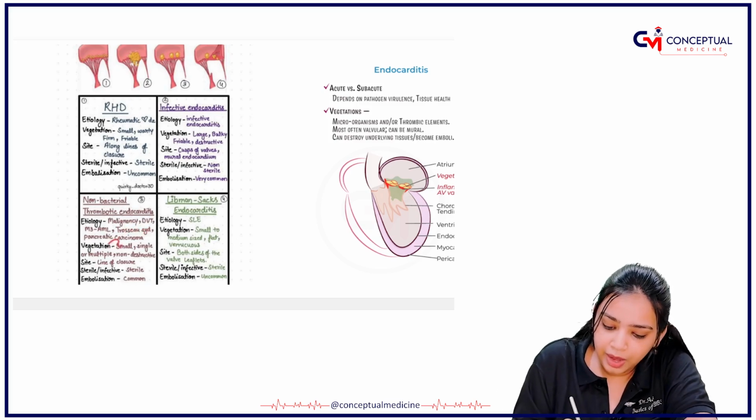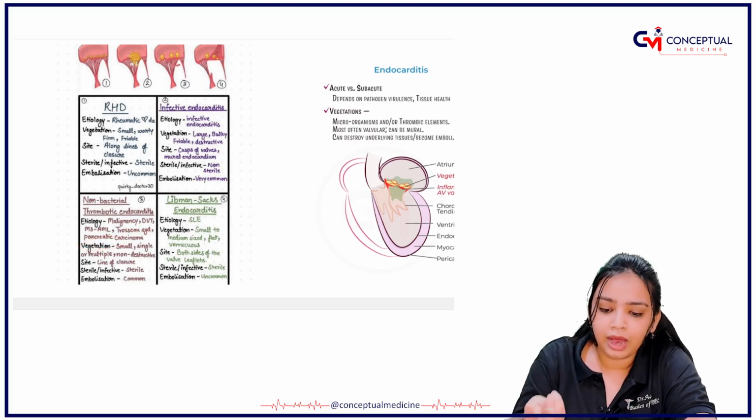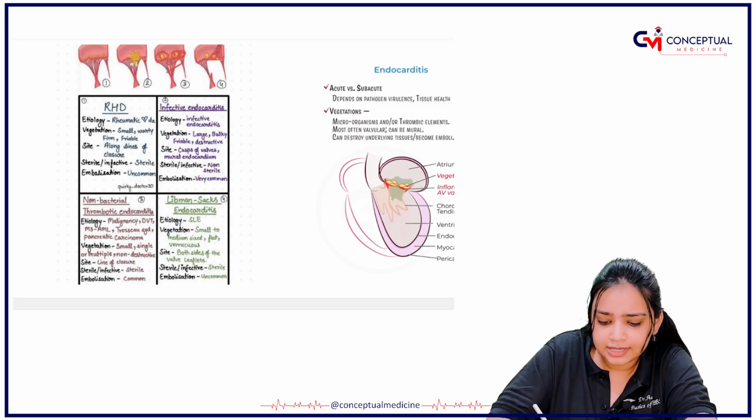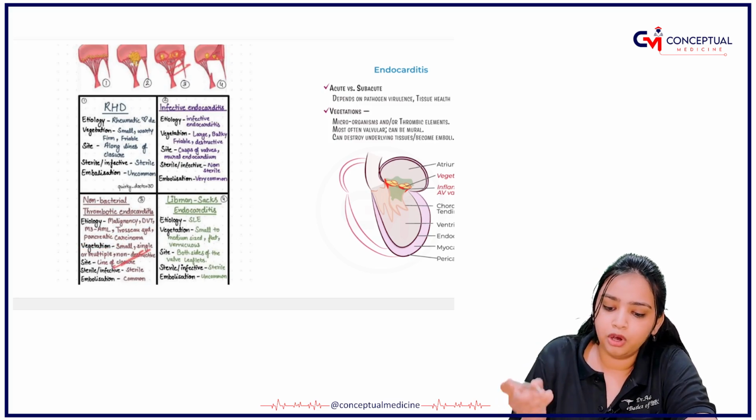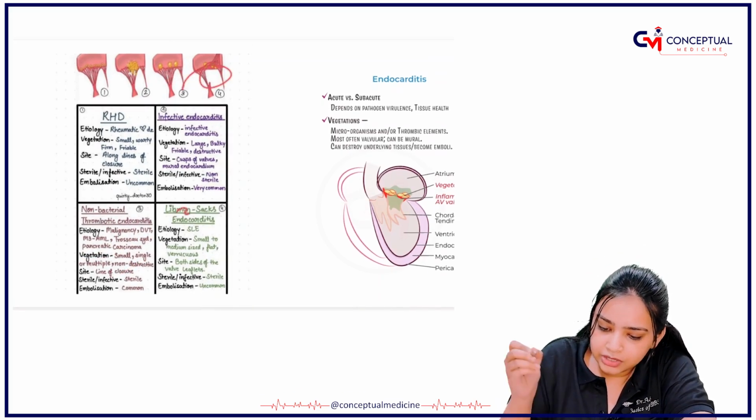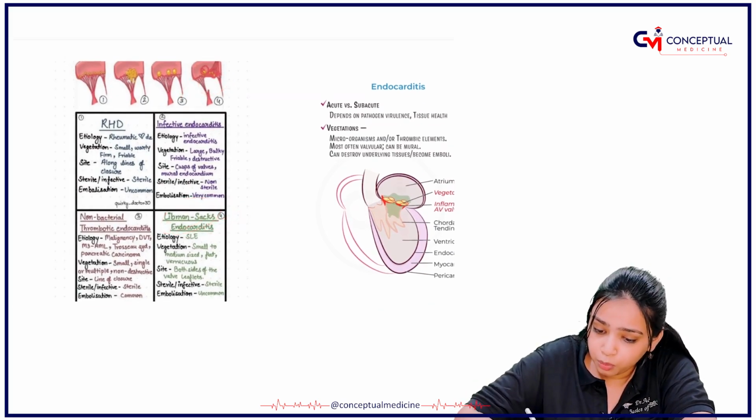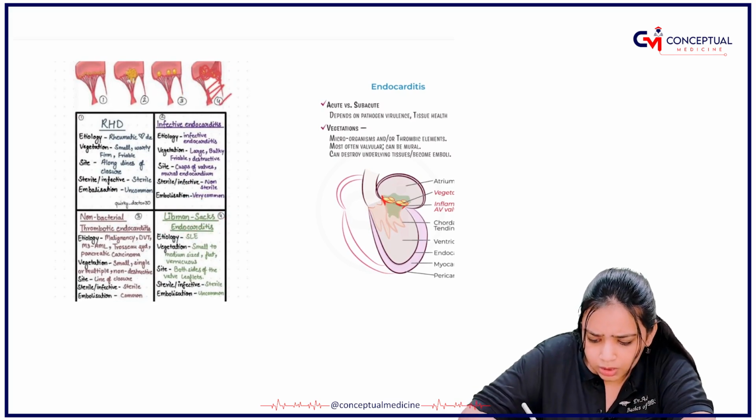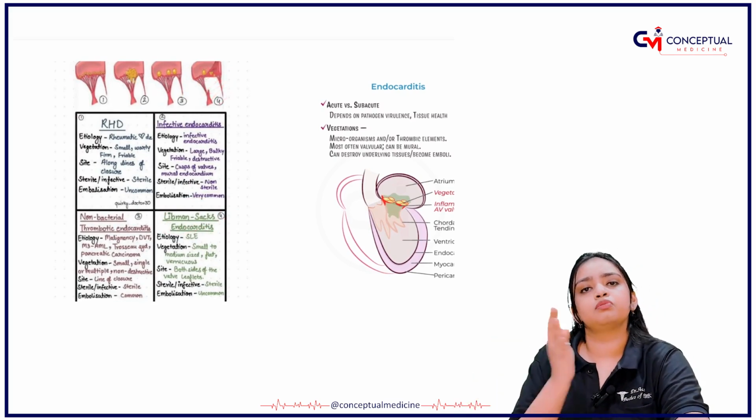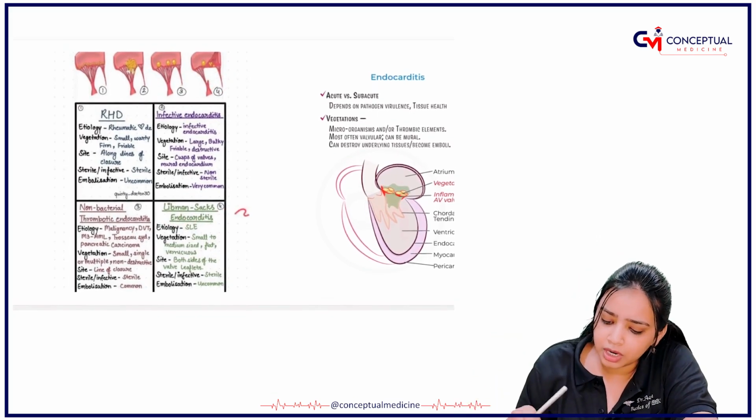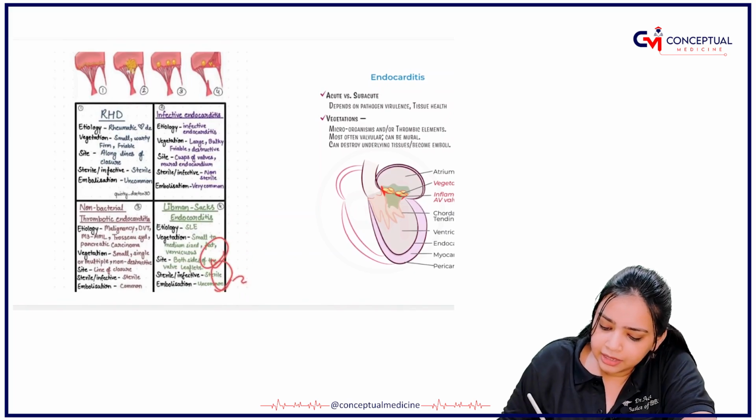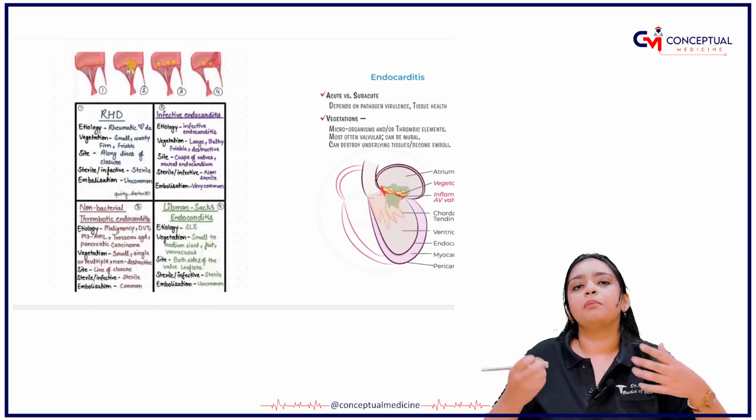Okay. Next you have is the vegetation. So I have told you vegetations are small, single and multiple. They are along the line of closure. Fourth and last one you have is the Libman-Sacks. In the Libman-Sacks, what you are able to see, you have the small and also the medium vegetations which are there, small and the medium vegetations which are there, right? And it is not that common, it is uncommon.